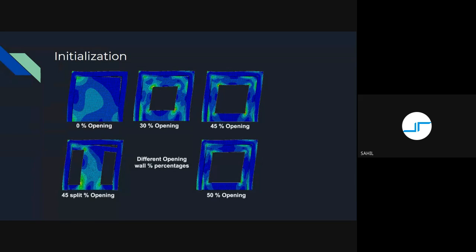And here are all the 5 models that we are using in our PPT and the report. As you can see, 0% opening, 30% opening, 45% opening, 45% split opening, and 50% opening.